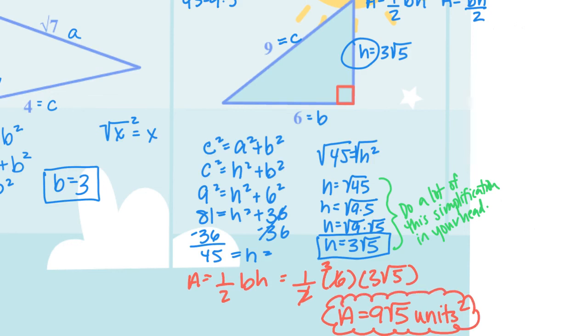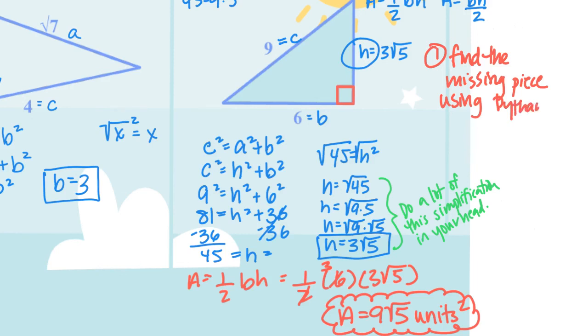So notice here that the first step is to find the missing height using the Pythagorean theorem. And then the second step is to find the area of the triangle.